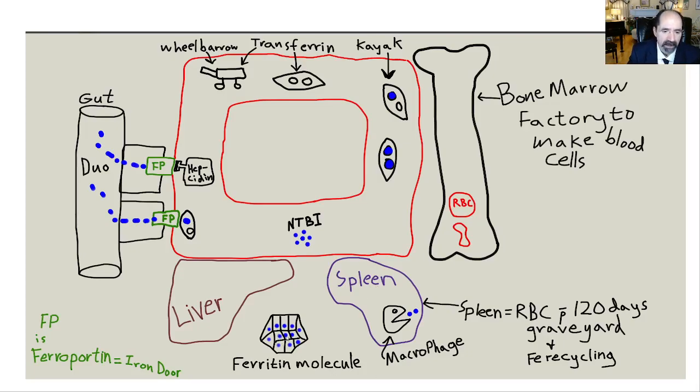Here's that ferritin molecule. Laufer said it looks like a giant Buckminster Fuller buckyball. The geodesic domes, you might have seen those at one time. There are some of them in Canada. They're kind of cool looking. Buckminster Fuller was a genius.